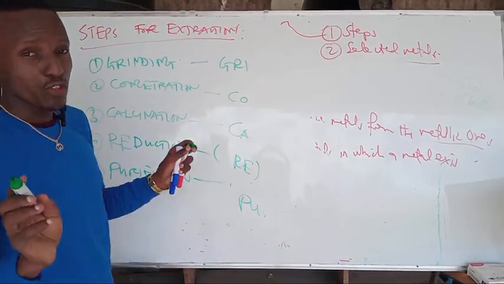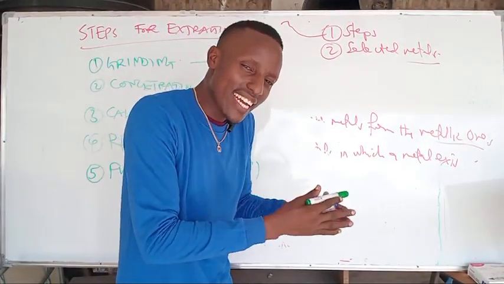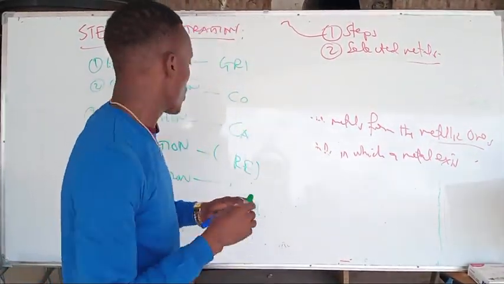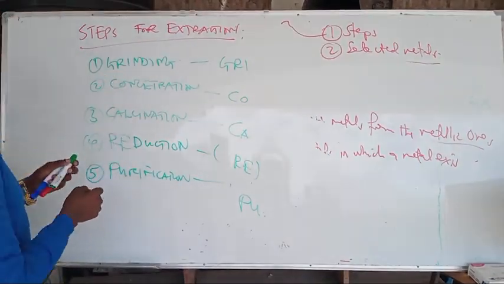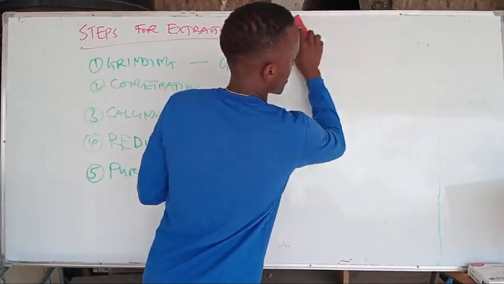To make it easy for you, make sure you understand in each step what is done and what is the product of that step. So let's start to speak about the grinding step of the metallic ore.